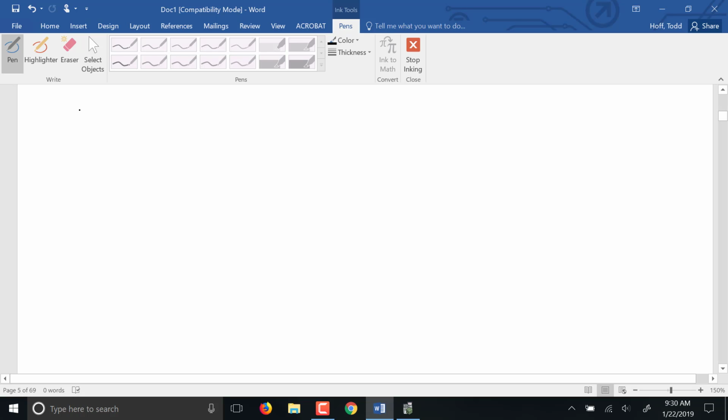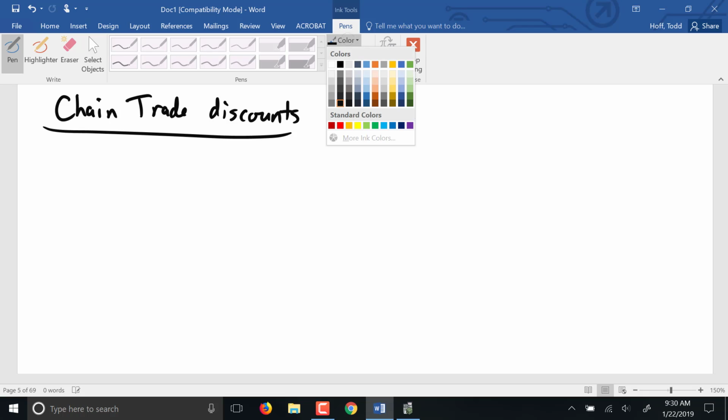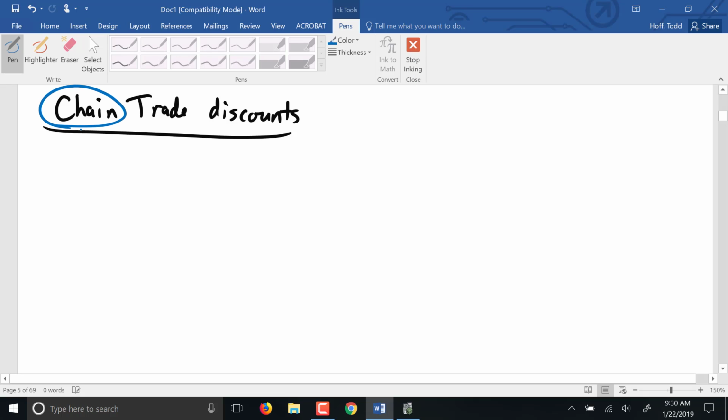Sometimes we have multiple trade discounts. These are referred to as chain trade discounts. If you think of a chain, you have one link followed by another. And that's exactly how this works. It's one discount followed by another. There are two terms that come up. One is concurrent, and the other is consecutive.